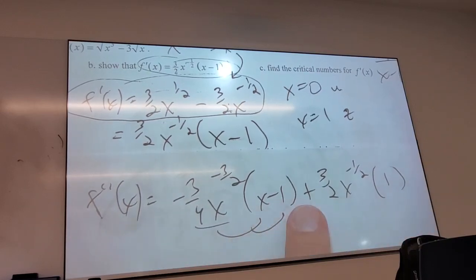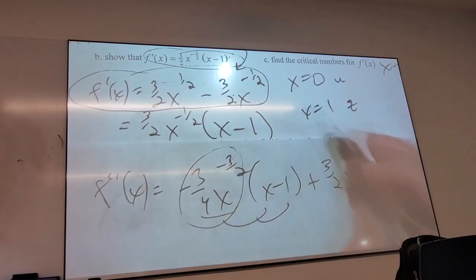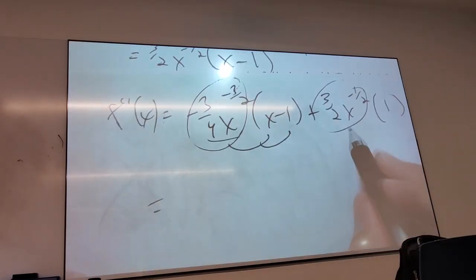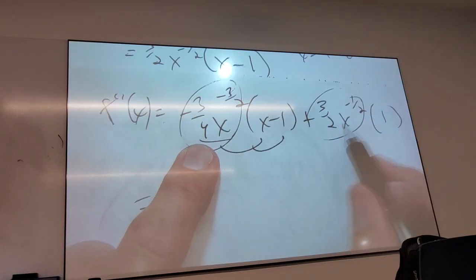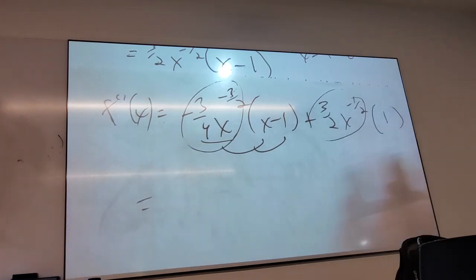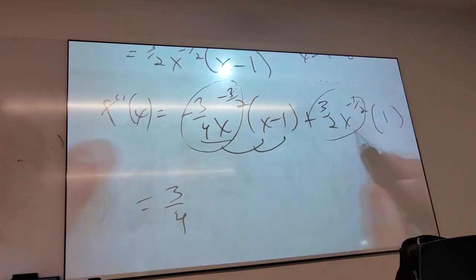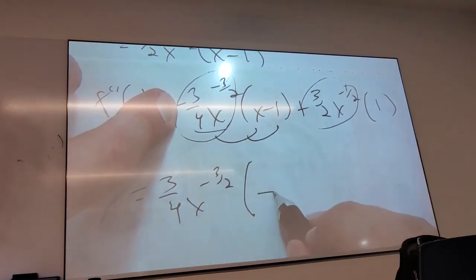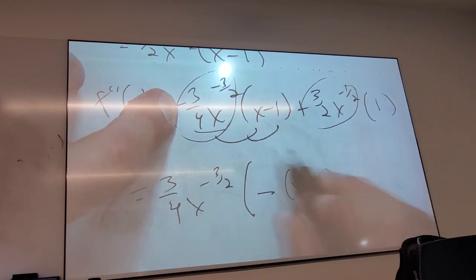You could distribute it and then take it out, or you could take out something from both of these. You guys see what I'm saying? So let's do that. What can come out? This is definitely worse. What can come out of these? 3/4? Sure, 3/4, okay. And x to the what? -3. x to the -3/2. So I'm left with a negative 1 times x minus 1.